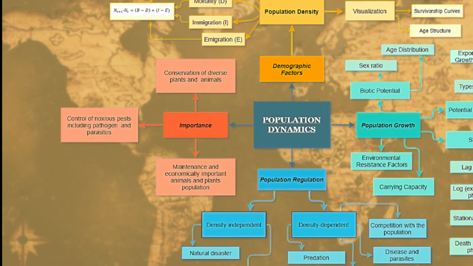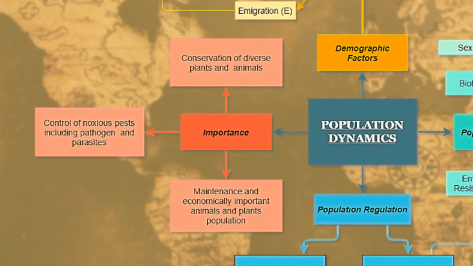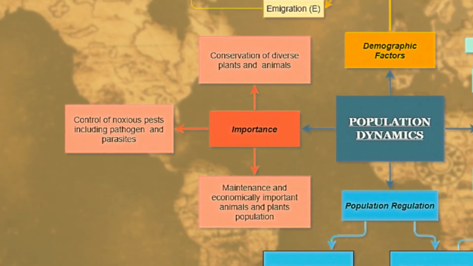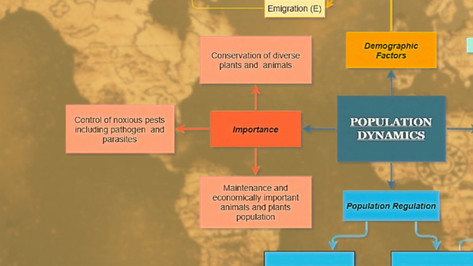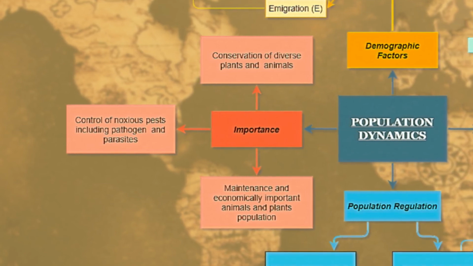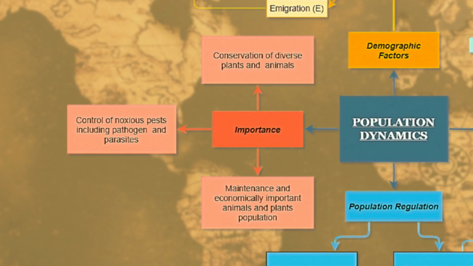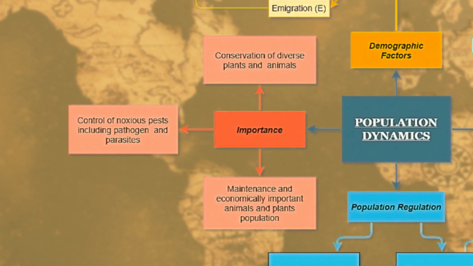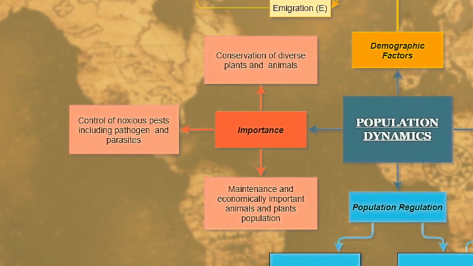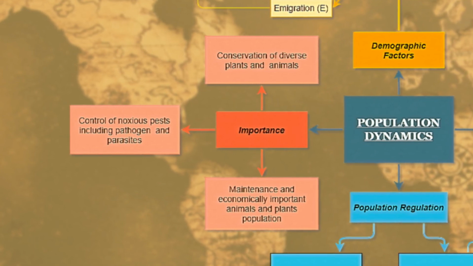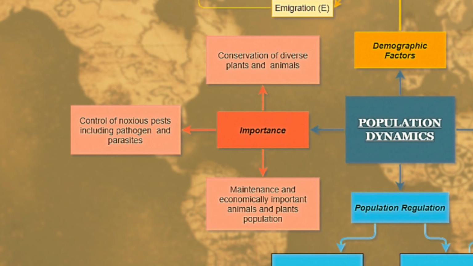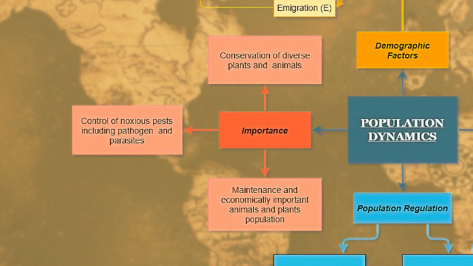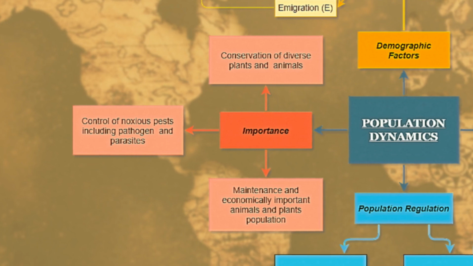Lastly, how important population dynamics is. Well, to give you a list, these are the reasons why it is important. Firstly, it contributes to the conservation of diverse plants and animals by studying the population itself. Second, the maintenance of economically important animal and plant populations is also studied in this topic. Lastly, the control of noxious pests, including pathogens and parasites.